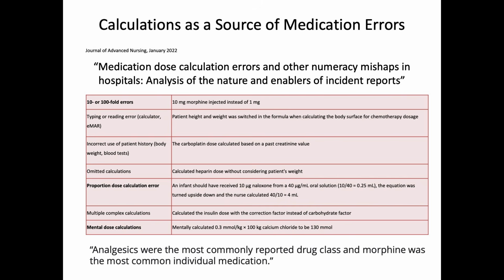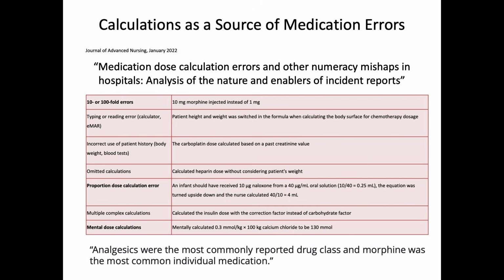So, and again, I've highlighted a couple of them. I won't read all of them, but remember how I said simply 10 and 100-fold errors, decimal errors. 10 milligrams was given instead of 1 milligram. That's a 10-fold error of a very dangerous drug. The second one down, in trying to calculate a body surface area, they exchanged the patient's height and the weight was switched in the formula. So they had the formula, but they calculated it wrong by putting the numbers in wrong.